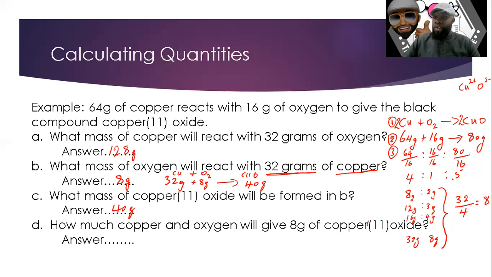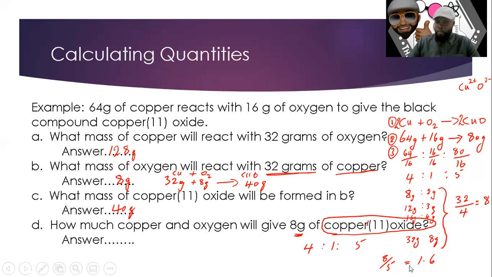Again, I look at my ratio of reacting masses, okay? And I can see that 8 grams is 8 grams of copper oxide. So if I want to know how much oxygen needs to react to produce 8 grams of copper oxide, I divide my 8 grams by the ratio of copper oxide in my ratio of reacting masses. So if my ratio is 4:1:5, 5 representing my copper oxide, I divide 8 by 5, and that should give me 1.6. So 1.6 there is the amount of oxygen.